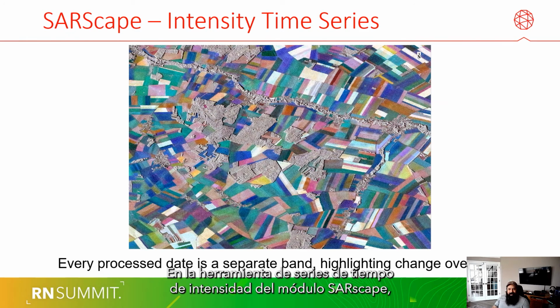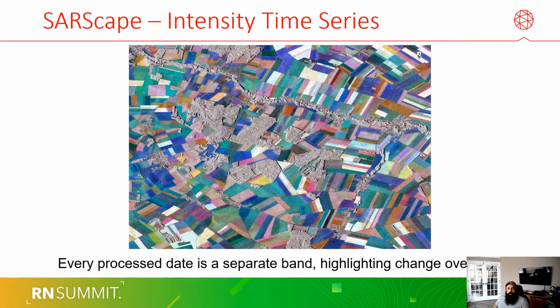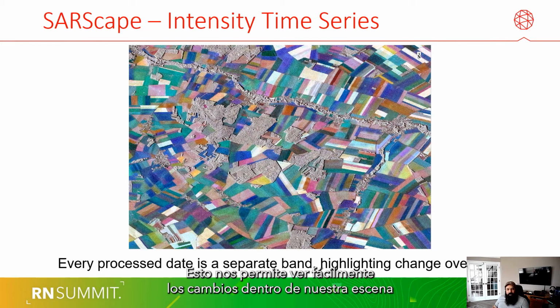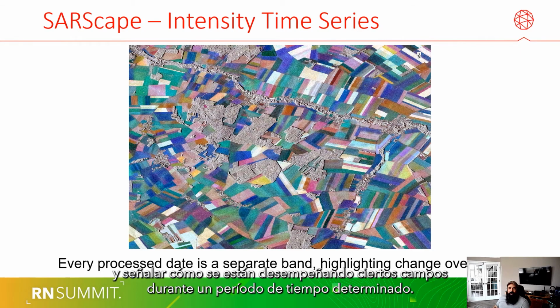In the SARscape Intensity Time Series tool, SARscape is a module in ENVI, the first output that you get is a multi-band image, where every band is a different date of the SAR imagery. It automatically orders them from earliest to latest image, so you don't have to worry about moving dates around. The image is made up of 3 different dates, shown as red, green, and blue. This allows us to easily view changes within our scene and pinpoint how certain fields are performing during a given time period.